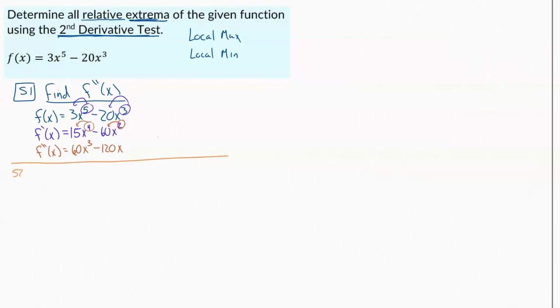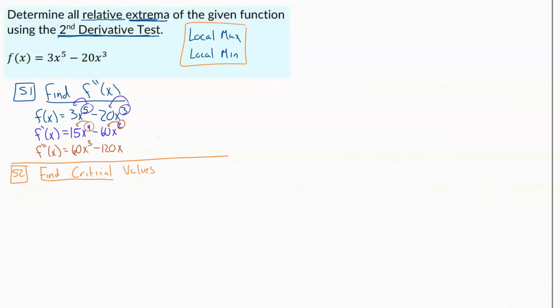Now what we need to do is go grab our critical values. We are talking local maxes and mins, and local maxes and mins occur wherever we've got critical values, or they have the potential to occur wherever we have critical values. So local maxes and mins are always a critical value game. So step 2 here is going to be to find all of our critical values.